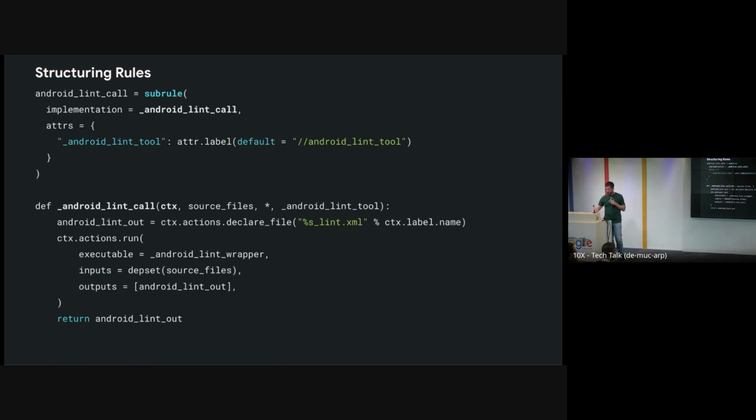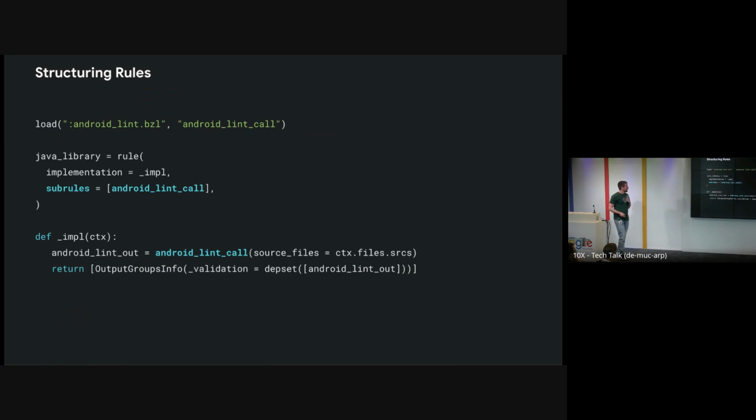How is such a subrule used in a rule? So you import the Android lint call. You need to declare it on the rule where it's being used. And then from the implementation function, you only pass in that one parameter, source files, and the context and the implicit dependencies get passed in automatically.